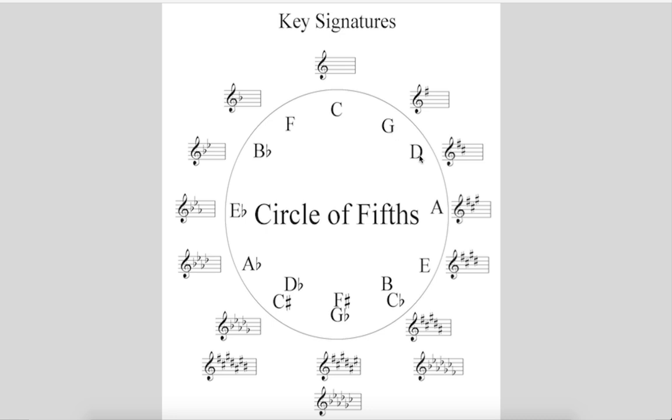Similarly, G and D are closely related keys. So you can go either direction in this and find a closely related key. Okay, now let's keep going. So we're on E, right? If we go up a fifth of E, we end on B, and that is the key signature for B.